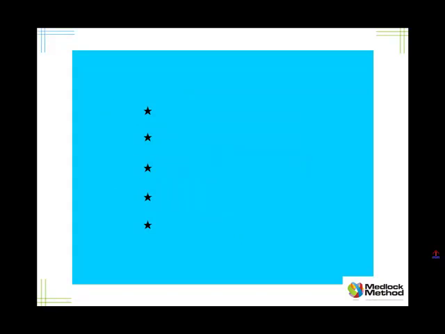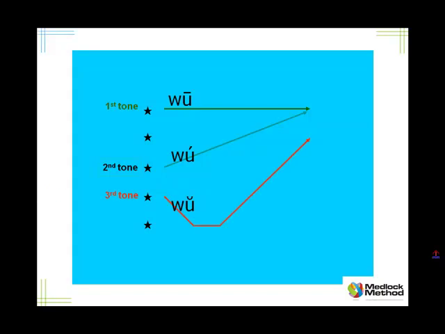Next one, we try wu, high flat one. Wu. Okay, you go. And second tone going up. Okay, you try that. Third one, falling, rising. Okay, and try that. And the fourth is going down. Okay, you go. Four of them.